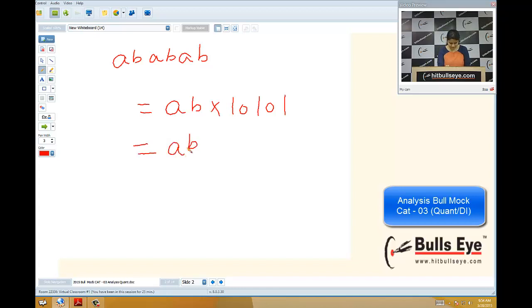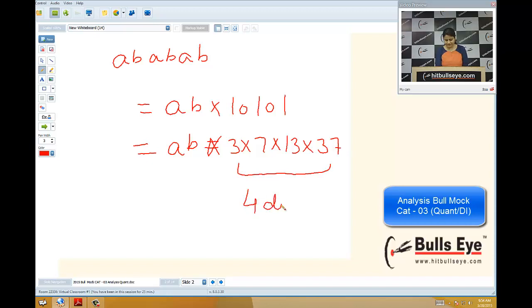Now, this 10101 can be written as 3 into 7 into 13 into 37. These are 4 distinct primes. What was my question? It says we need 6 distinct primes. It means AB should be a number which contains this format P into Q, where P and Q are distinct primes. Is it okay with you till the moment? Where P and Q should be distinct primes.